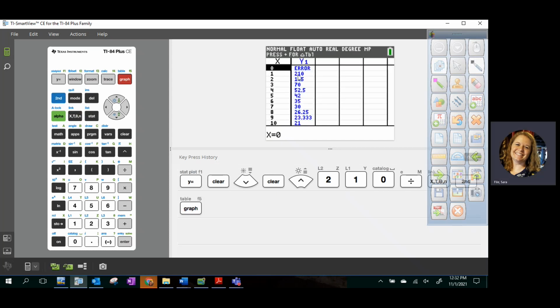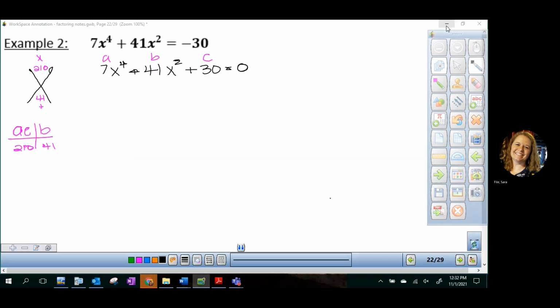So it could be 1 and 210, 2 and 105, 3 and 70. You see this? This table is a list of all your factors. Now you ignore the ones that are decimals because we're only looking at the integers. And you can scroll up and see the negatives as well. Do y'all see any combination here of factors that would add to 41? 6 and 35, good. So you can use that to help you find the list of factors. So it comes out to 6 and 35.